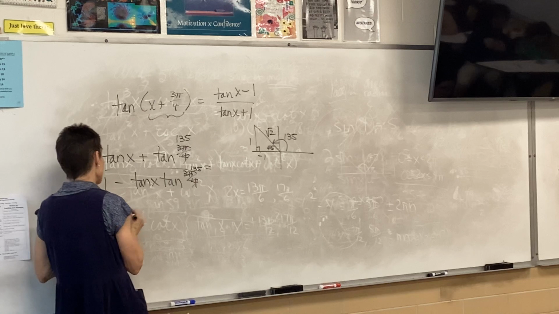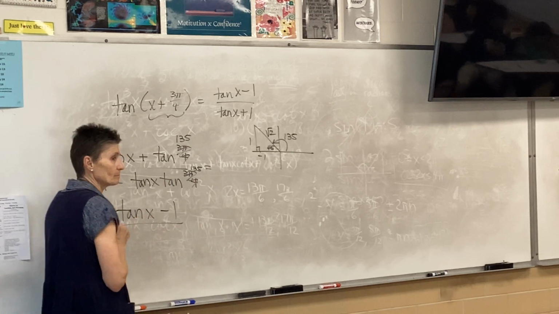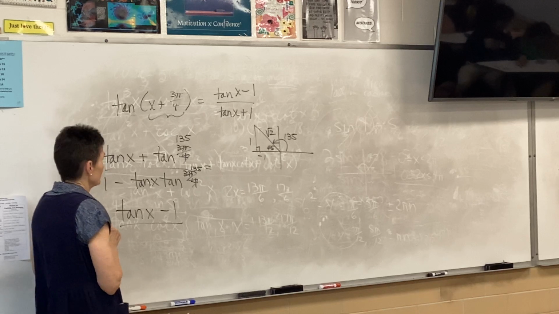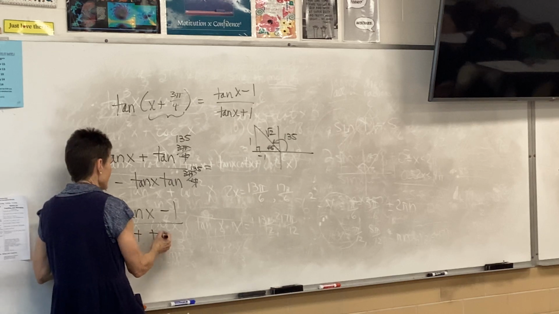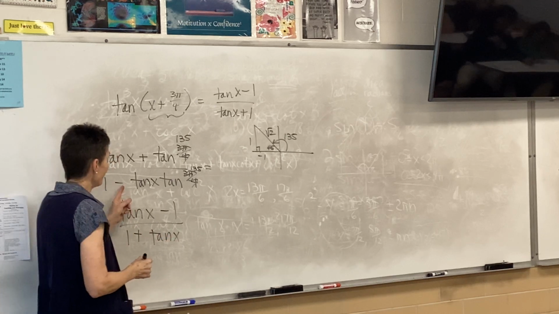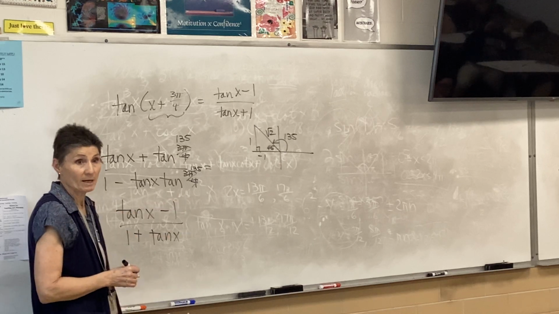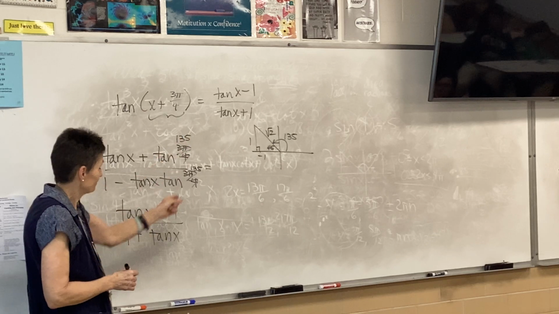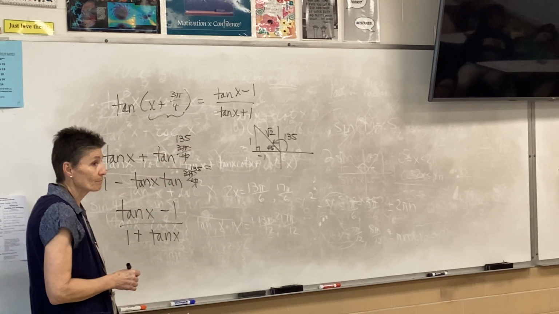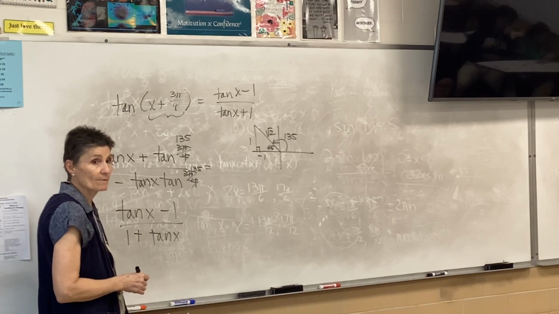Negative 1. So my top is tan x minus 1. What's my bottom going to be? 1 plus tan x, because it's minus times negative 1. So that'll be plus. We're done. Right?